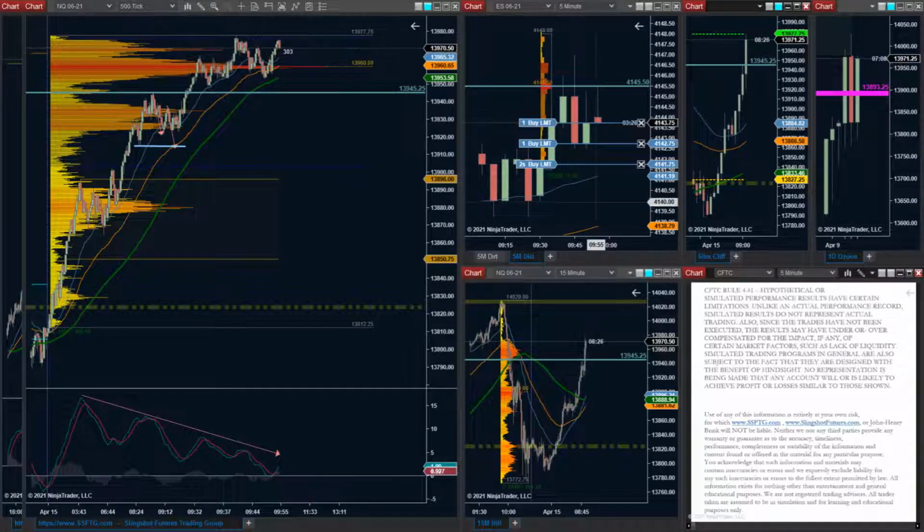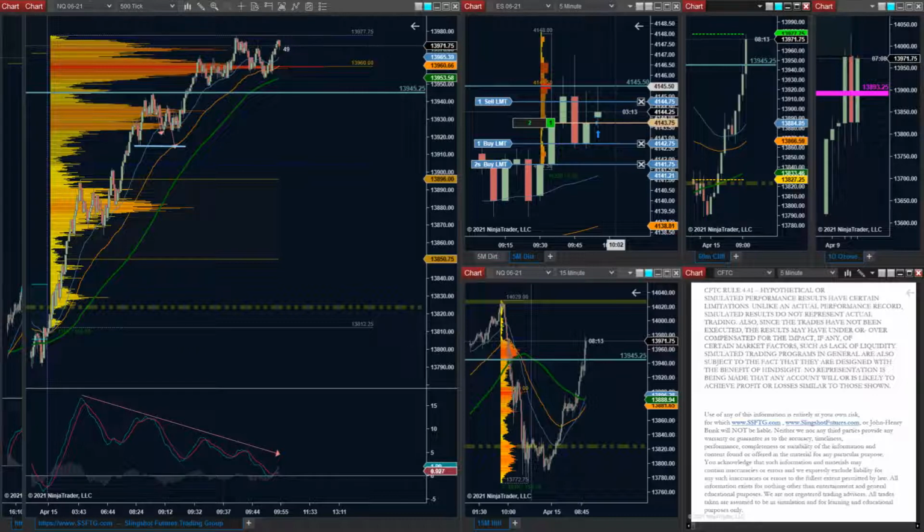S&P testing 43.75. There we go. 44.75 will be the first objective. And the nice thing is it's back inside of 45.50 as a zone of resistance anyway, so it helps there.